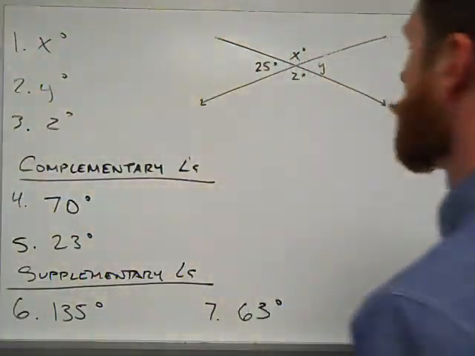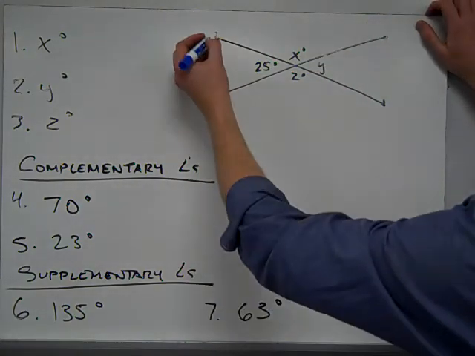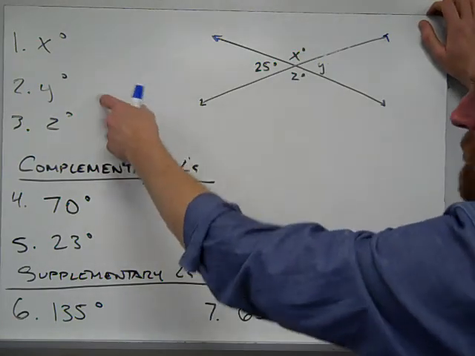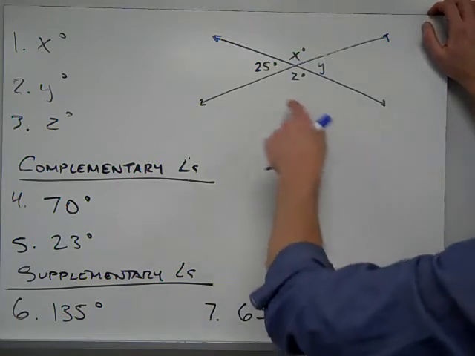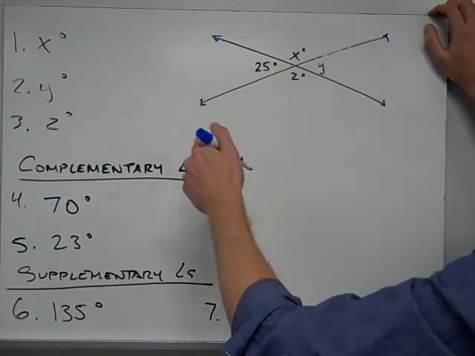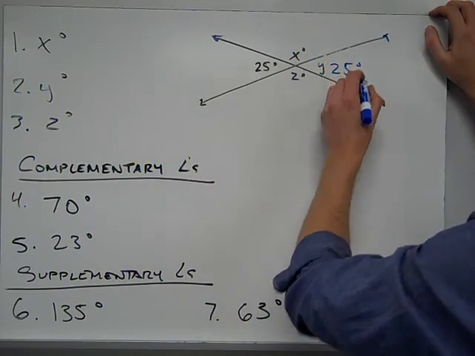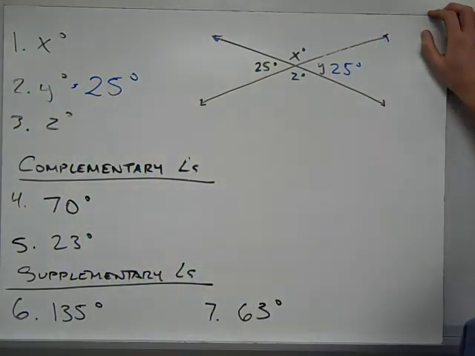Alright, so we've got some examples here. We need to figure out what these are. First of all, it wants to know what X is, and then what Y is, and then what Z is. It gives us this angle equals 25 degrees. Because these are intersecting lines, these opposite angles are the same. So this is 25 degrees as well. So Y equals 25 degrees.